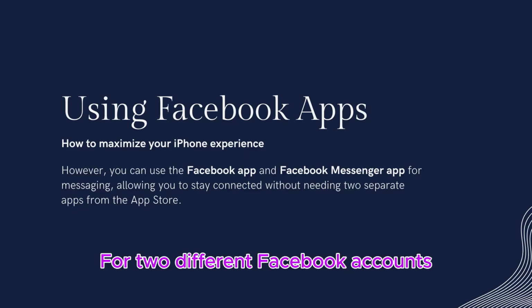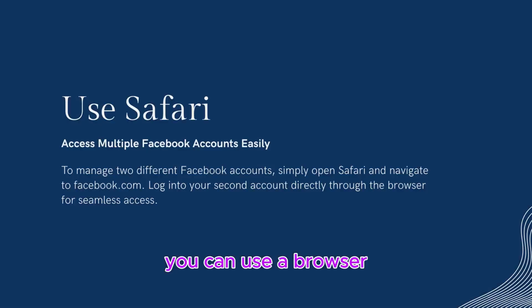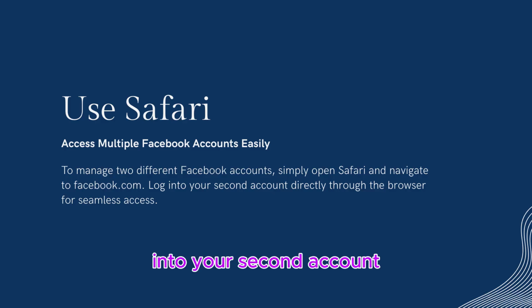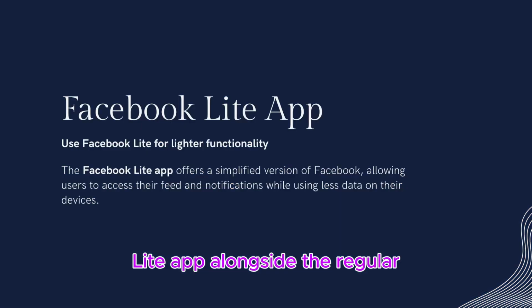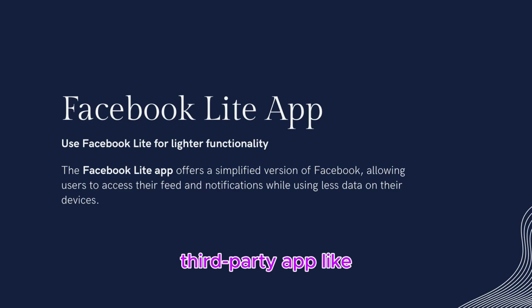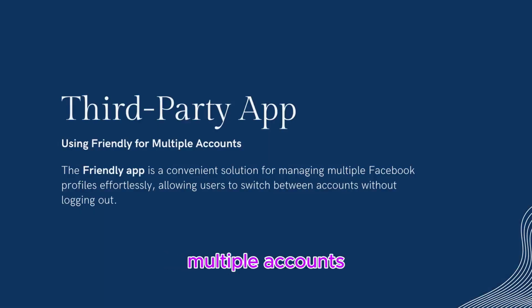For two different Facebook accounts, you can use a browser, open Safari and go to facebook.com, log into your second account. You can also use the Facebook Lite app alongside the regular Facebook app, but both will log into the same account. A workaround is to use a third-party app like Friendly that supports multiple accounts.